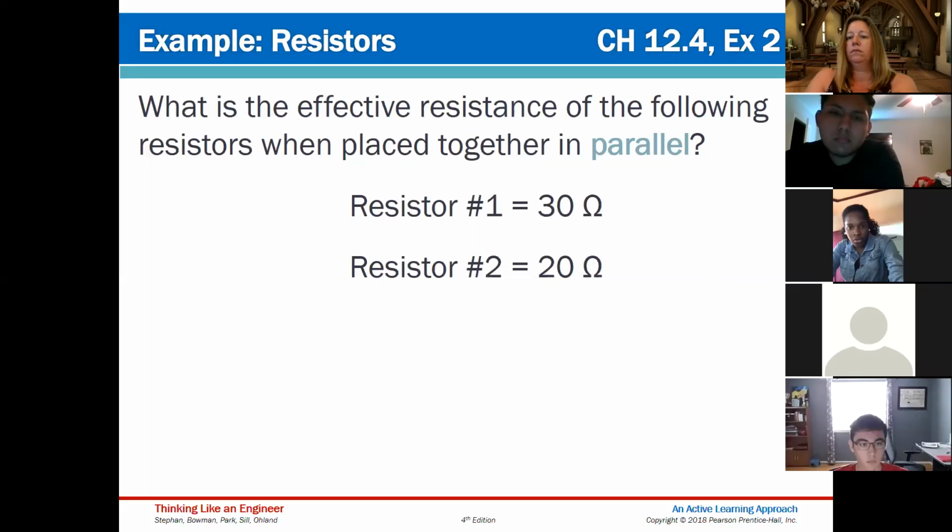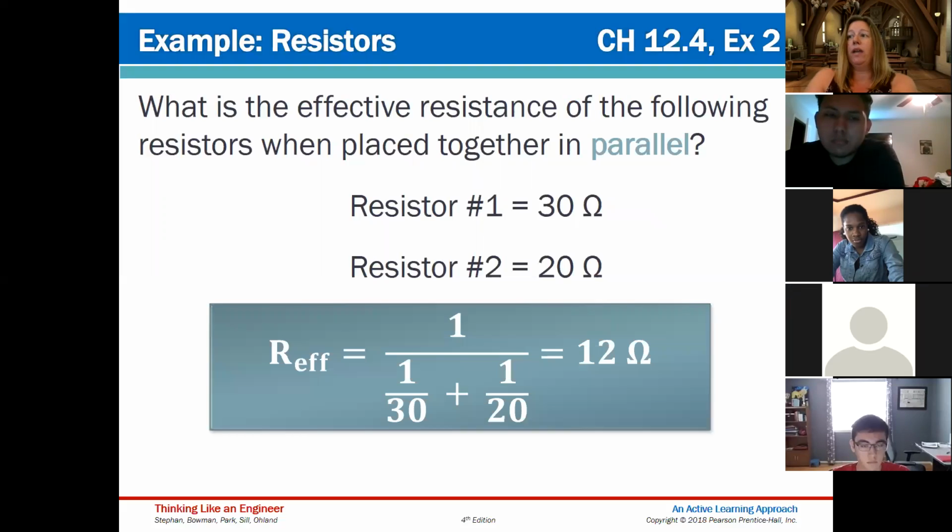It will be 1/30 plus 1/20, and then 1 over all of that. And so we end up with our equivalent resistance being approximately 12 ohms when they are in parallel, versus 50 ohms when they're in series.